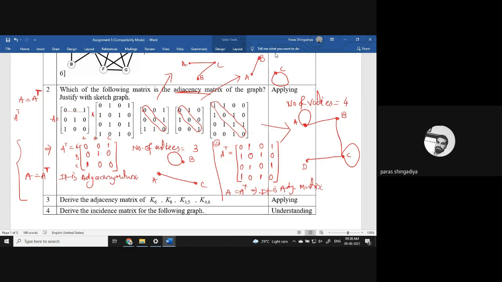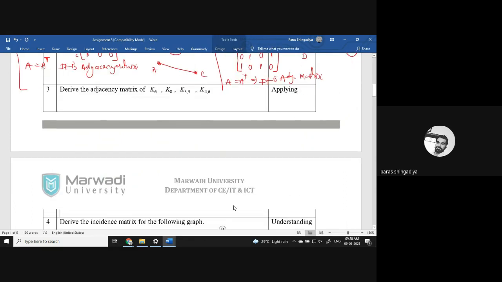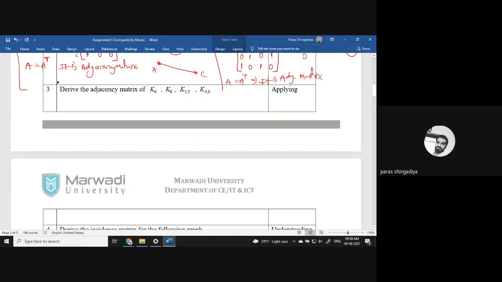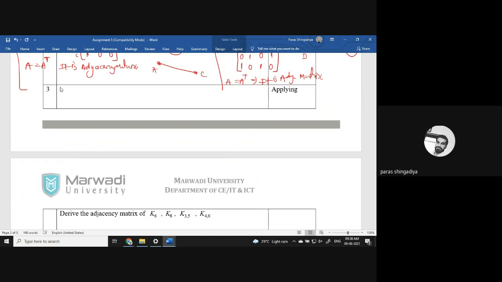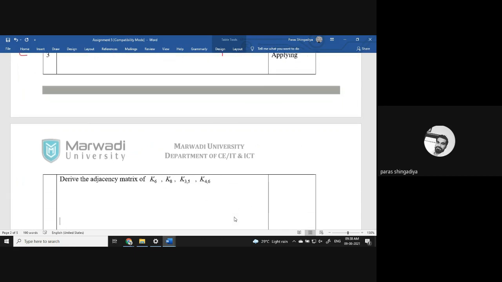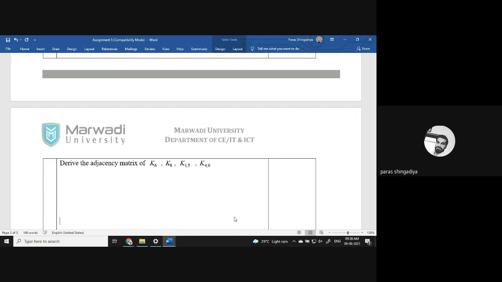Okay, now let's try the next question. That is question number 3, and in that some special graph is given. We have to check the adjacency matrix of the special graph. So what is the first graph? It is K6. So what is the meaning of K6?